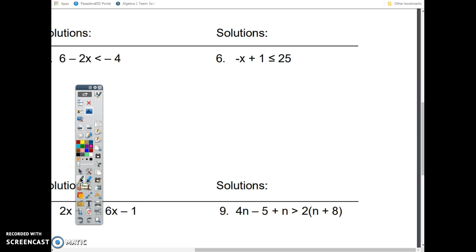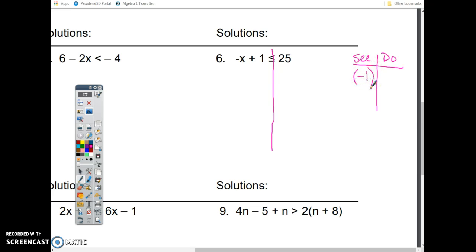Oh no, I'll do 6 and 9. Problem number 6, draw the line. What do you see happening with x? It's multiplying by a negative number, right? Negative 1. So it's multiplying by a negative 1.